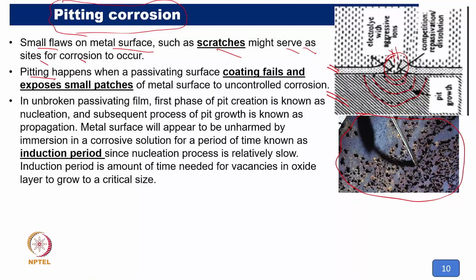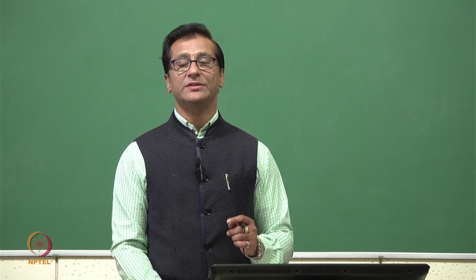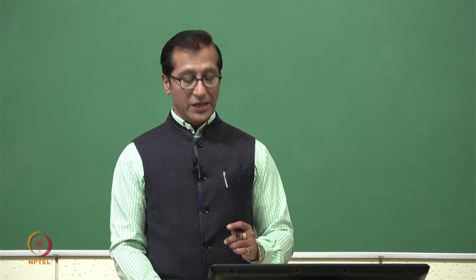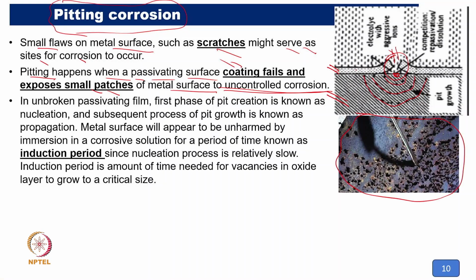So what we are saying is that pitting happens when a passive layer formed on a surface, or the coating which we are providing, fails and exposes small patches of metal surface to uncontrolled corrosion. Once the corrosion starts, it is not going to stop. Reason being, the small portion that is exposed becomes a kind of anode, and when the whole surface is acting as a cathode, naturally the wear will be much faster.